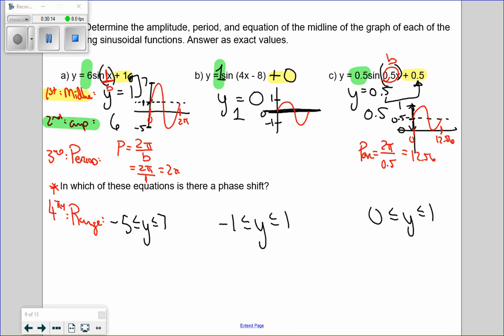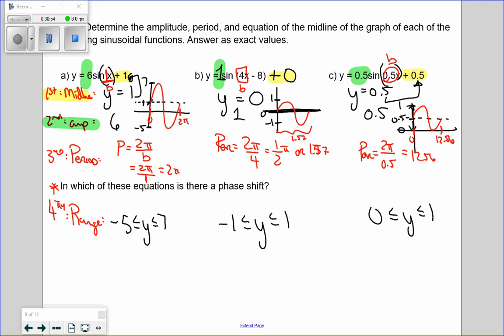For this one, the number in front of the x is the b value. So that's 4. So if I leave it as a fraction, it's 1/2 pi. I think it's 1.7 something if I punch it into my calculator. 1.57, I was close. So that means from start to finish, it's 1.57.